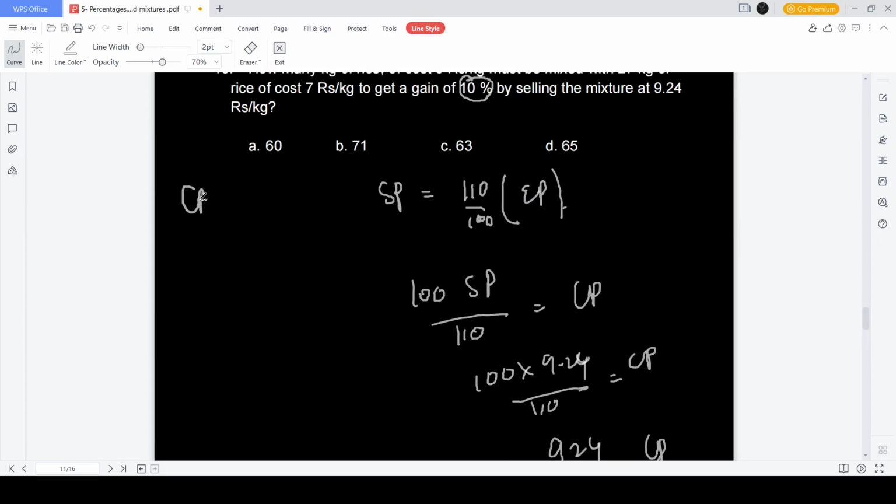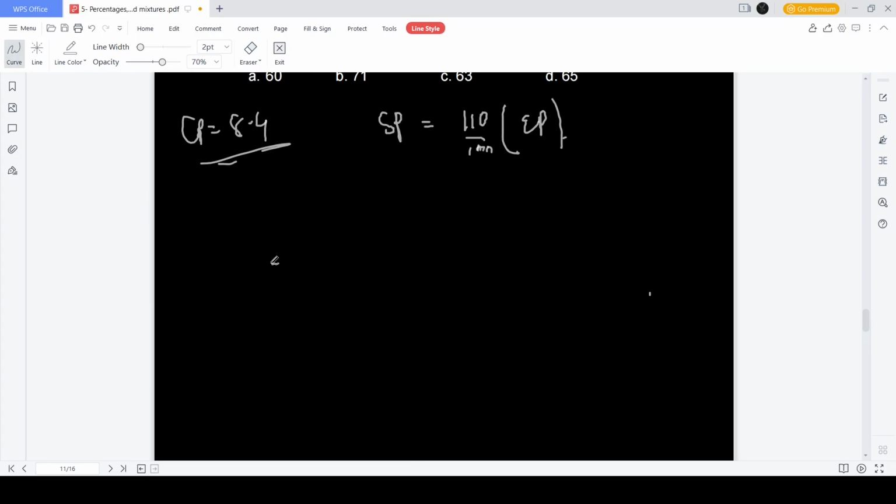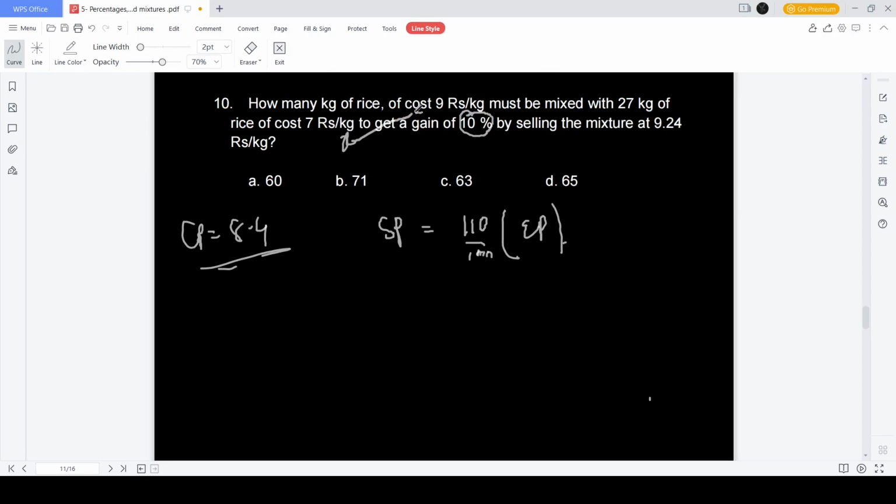Having that information, now we can go to the next part where we assume x kgs of the 9 rupees per kg rice was used. So x into 9 plus 27 kgs of 7 rupees rice was used, so 27 into 7, divided by the total amount that is there, that becomes x kgs plus 27 kgs, is equal to this 8.4.